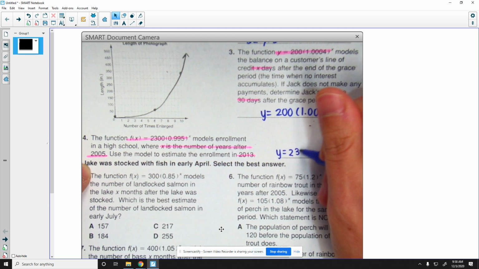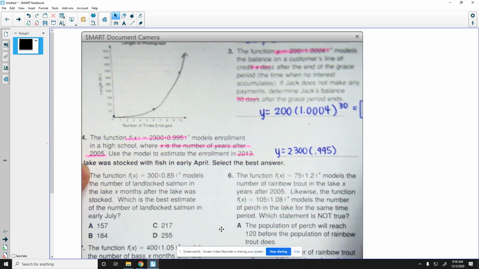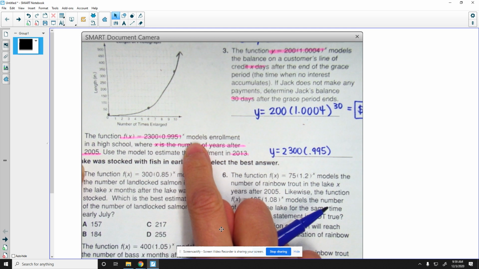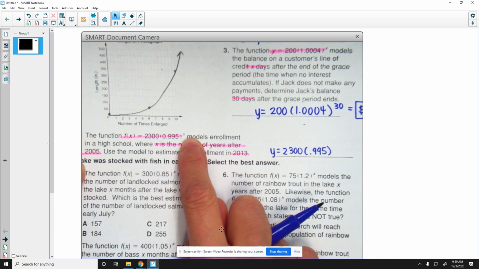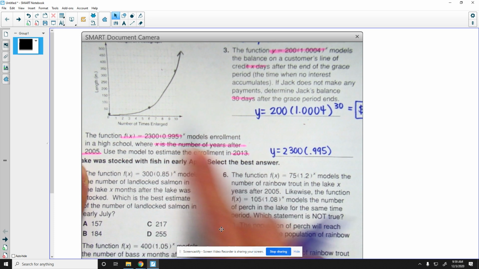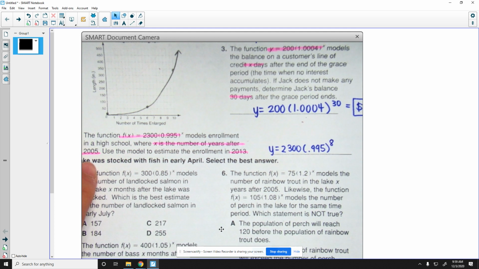Y equals 2,300 times 0.995 to the X power. Do I plug in 2013 for X? No. Plug in what? 8. Wait, how did you get 8? Because 13 minus 8 is 5.